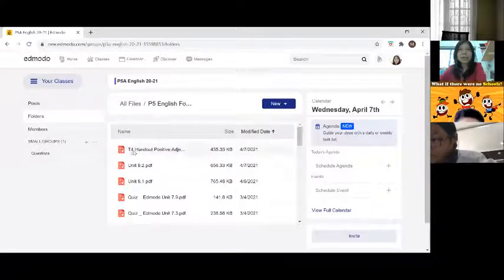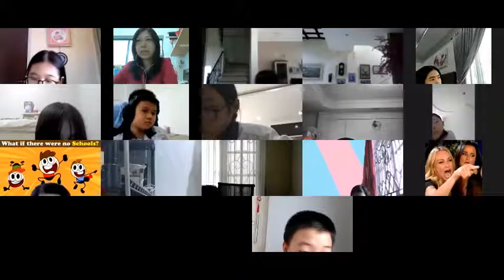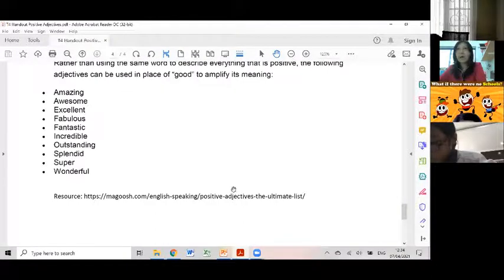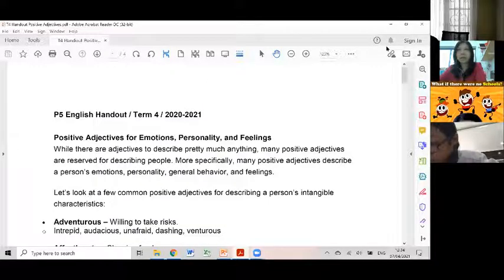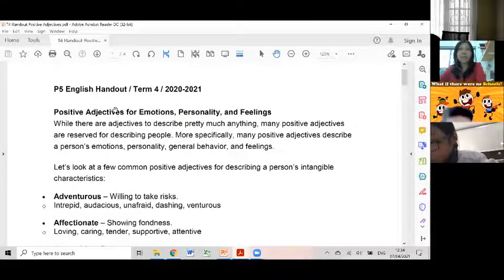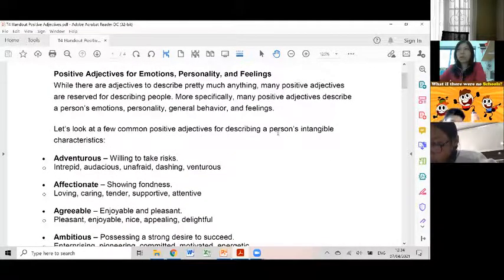And you will find T4, term for handout, positive adjective. Please download it. I will share with you my whole screen so everybody can see. This is the one I put in your handout, okay? You have positive adjectives, and these positive adjectives are for you to help when you are writing persuasive text.